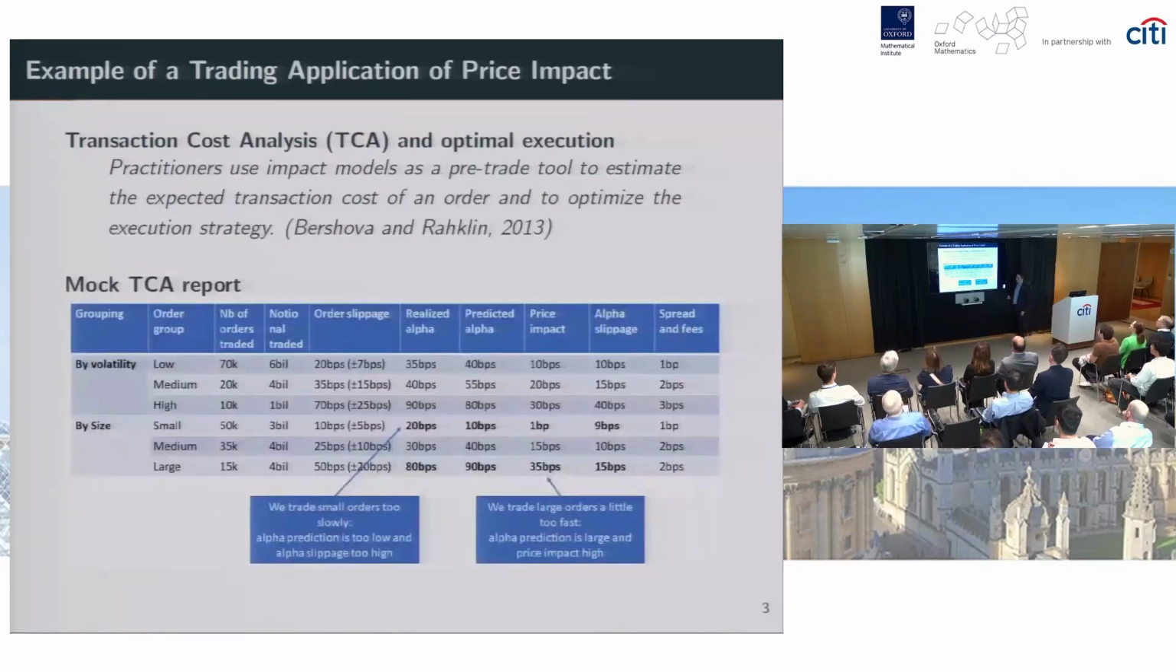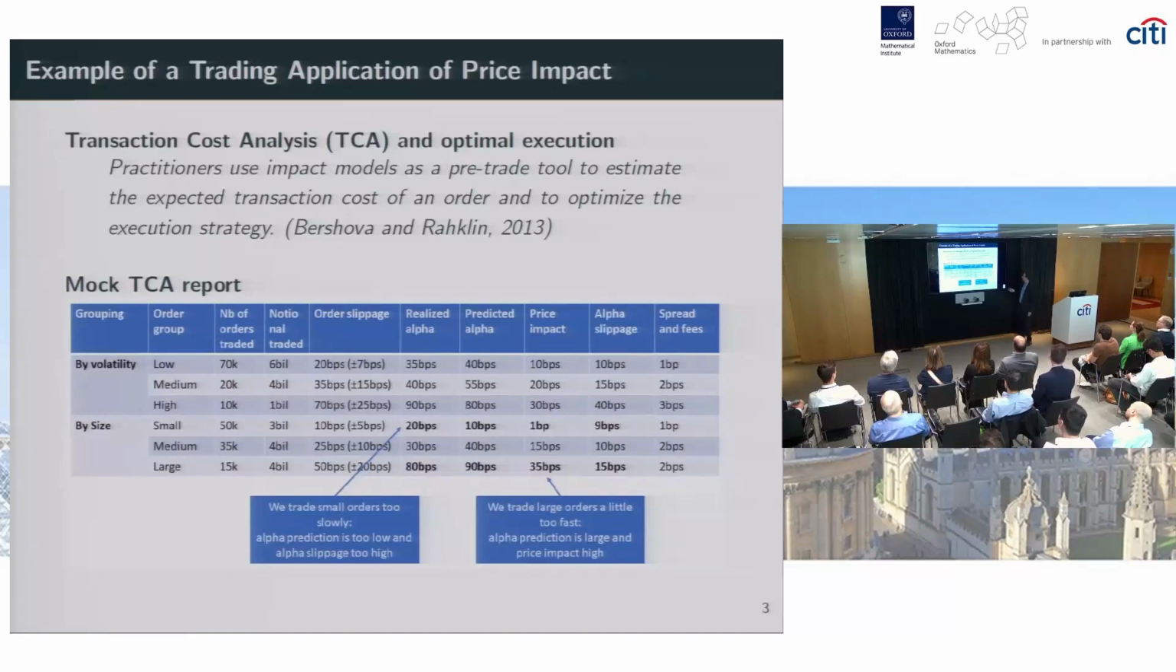Price impact models are commonly used by practitioners in a couple of applications, but probably the most important one is optimal execution and transaction cost analysis, which are two sides of the same coin. One of them is ex ante, or during trading, minimizing transaction costs, and the other one is ex post, analyzing whether you've actually optimally executed an order.